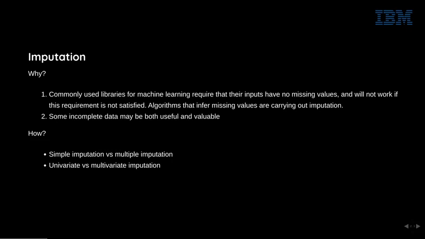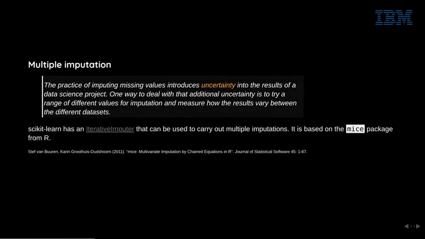A common approach, such as using the mean of a given feature, is an example of a univariate imputation. Also, because imputation was carried out only once, it is a simple imputation. Multivariate imputations use additional features, and multiple imputations iterate over several possible imputation scenarios. The practice of imputing missing values introduces uncertainty into the results of a data science project.